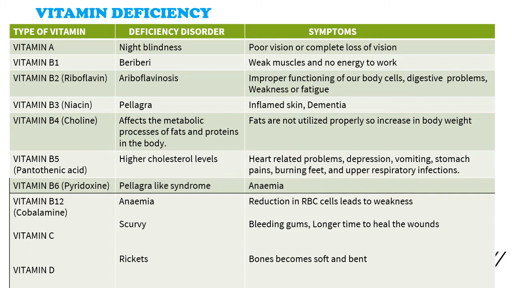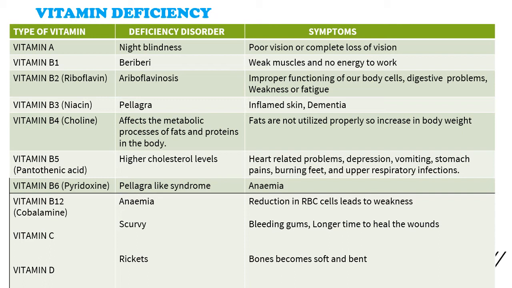Next is vitamin B5 or pantothenic acid, with higher cholesterol levels. If you have more cholesterol, directly it will be attacking your heart. Other symptoms are depression, vomiting, stomach pains, burning feet, and upper respiratory infections.